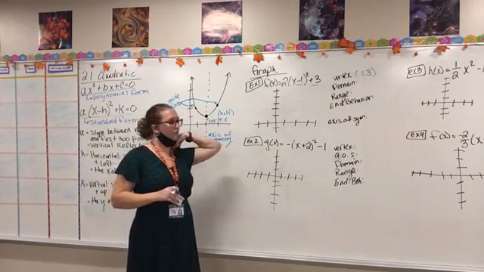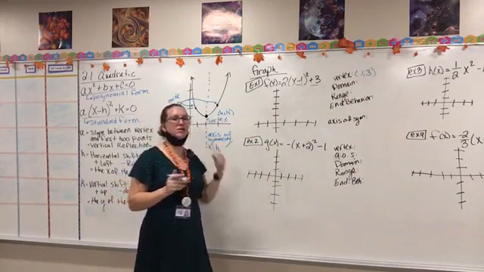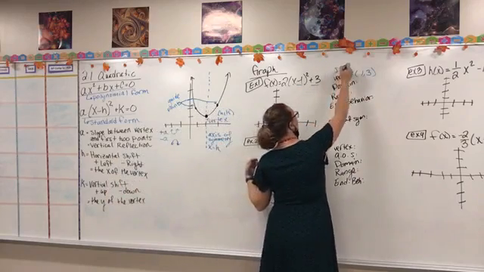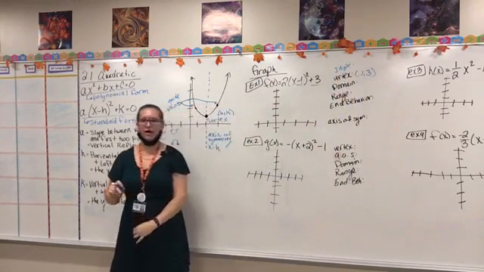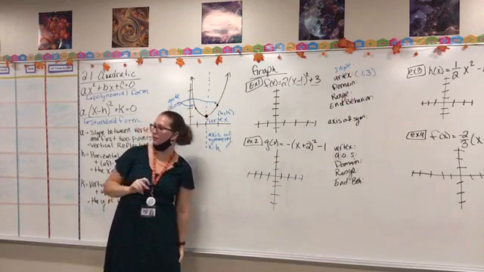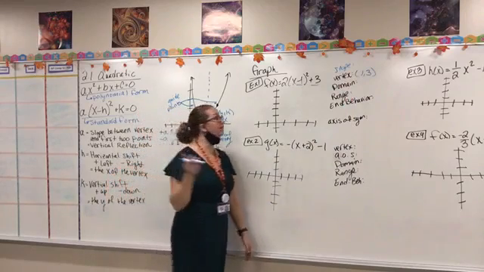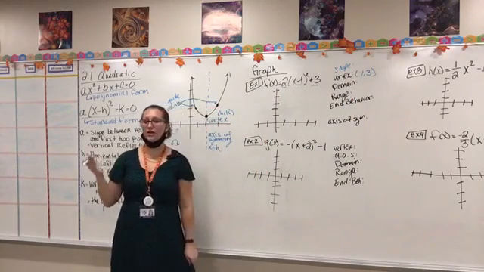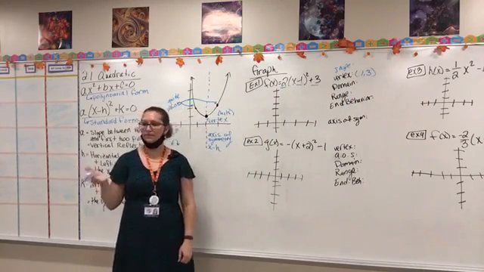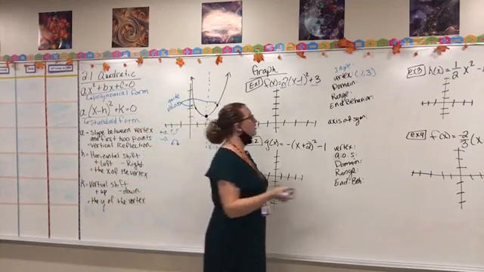So then what is my slope? What is my number that is going to guide how far I open and whether I open up or down? 2. It's that front number. That tells me how far I need to go: up, down, left, right, all of that. So my slope is 2.